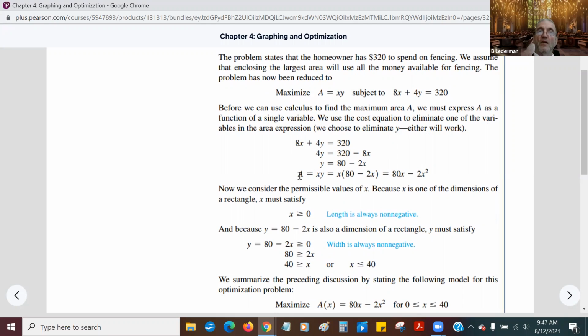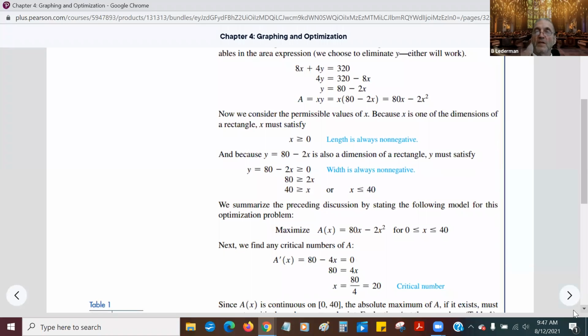Now I know that the area is X times Y, and I want to maximize that, but Y is equal to 80 minus 2X. So I'm substituting in Y. So the area is 80X minus 2X squared. Now, this is where the calculus is going to come in. Well, before I do the calculus, the smallest X could be is 0, so it has to be bigger than 0. And Y has to be bigger than 0, which means X cannot exceed 40. So X can only be between 0 and 40. Okay.